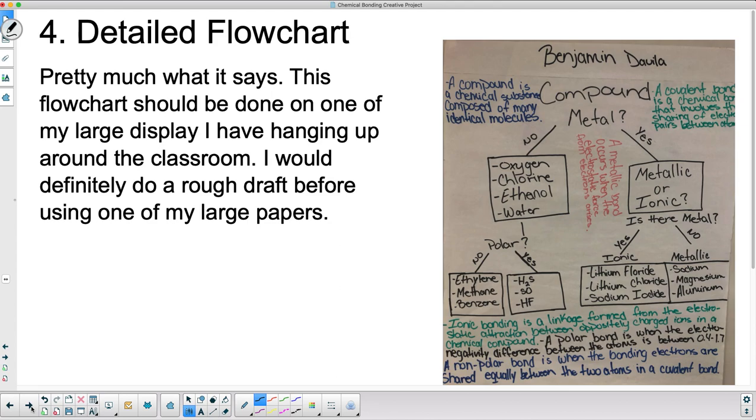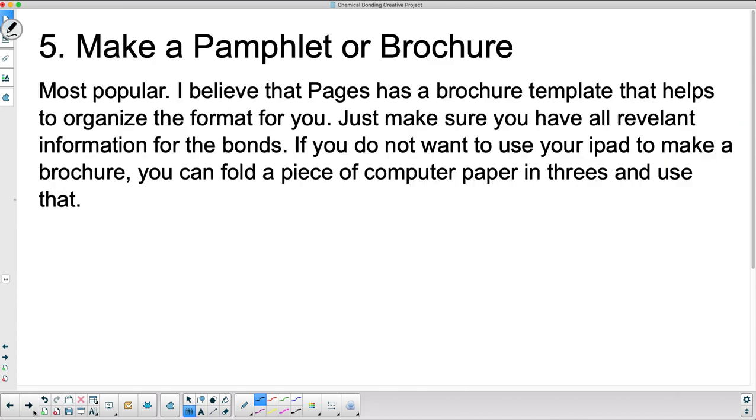So that's what a flow chart looks like. If you're doing this, it should be on a large piece of paper. We should be able to see it. Okay? All right, let's keep moving on.